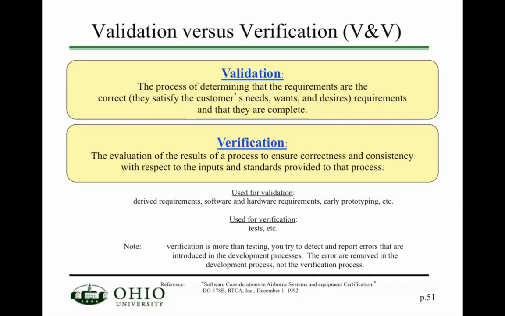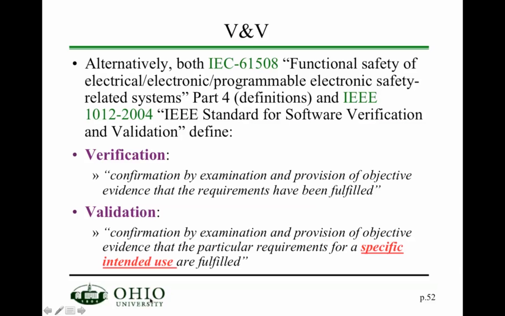This is different than validation. In the case of validation, what you're trying to say is, are these requirements that I have correct? In other words, if I do everything correctly based on these requirements, is the end product going to perform the intended function of this particular system? This is a very big difference. Validation means confirmation, examination, and provision of objective evidence that particular requirements for a specific intended use are fulfilled. If I implement this set of requirements, this system will perform its intended use. This is different than verification. I'll come back to this a little more later.